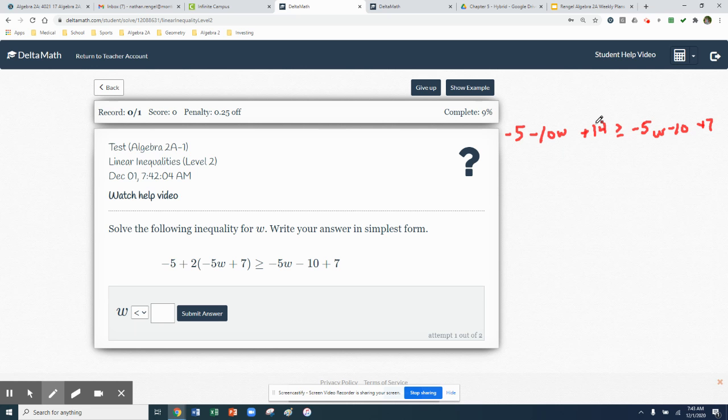Now I'm going to start combining terms. I got a -5, +14. That's going to make a +9.